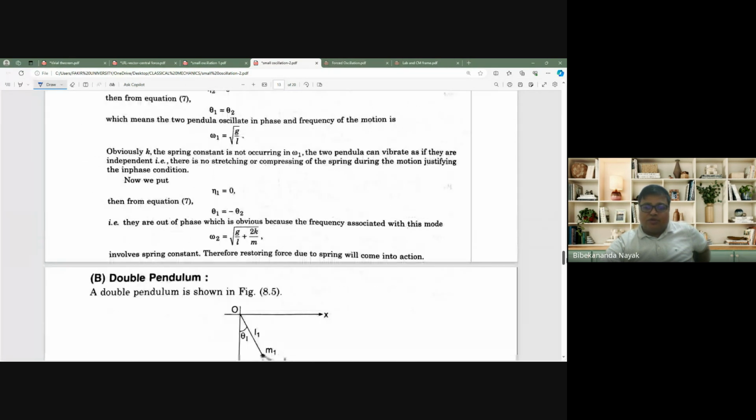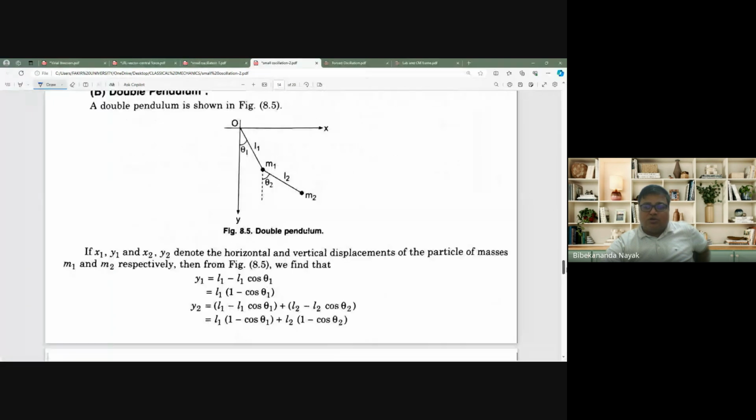Another problem is the double pendulum. A double pendulum means one pendulum is attached to another pendulum, with a structure like this. So here we have x components and y components. This is the x value of m2, this is the y value of m1, and this is the y value of m2. So you can say y1.